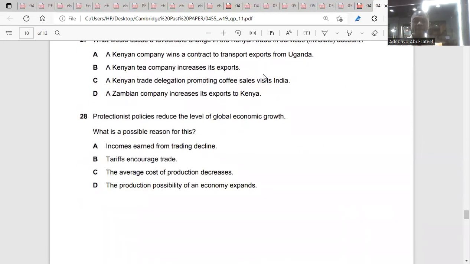28, right? All right. Okay. Protectionist policies reduce the level of global economic growth. What's the possible reason for this? When we talk about trade protectionism, what does it mean?